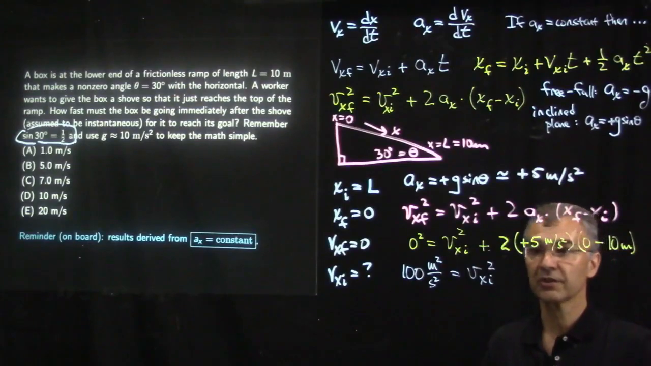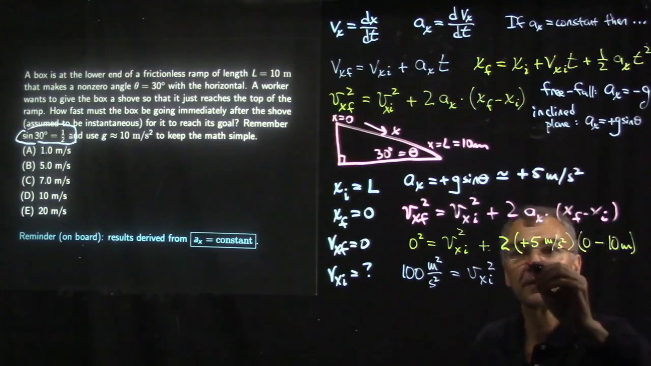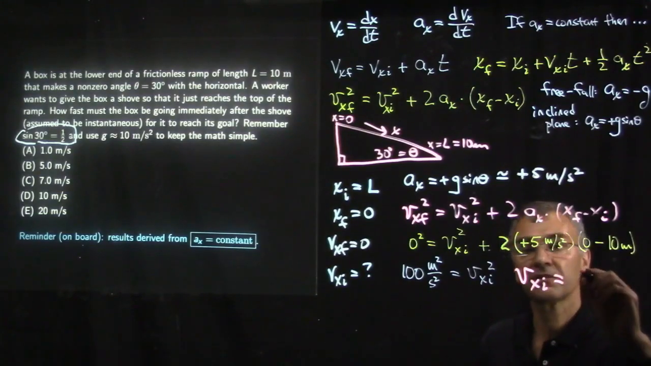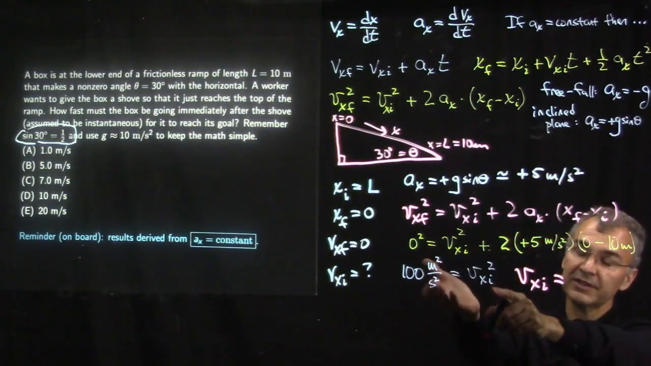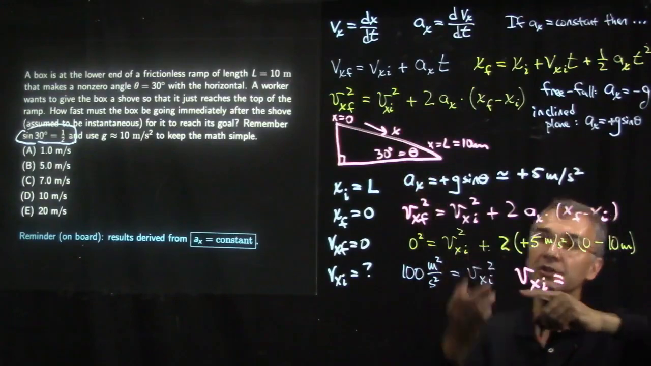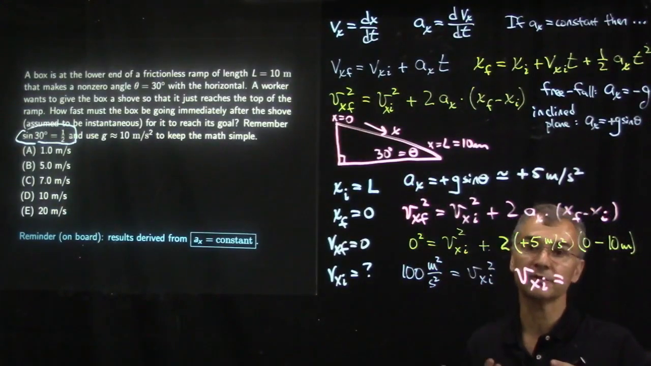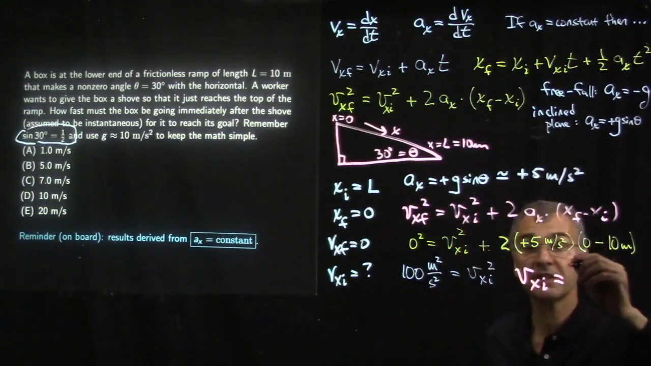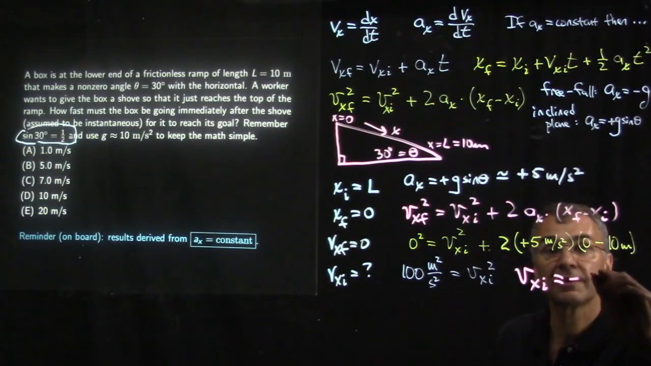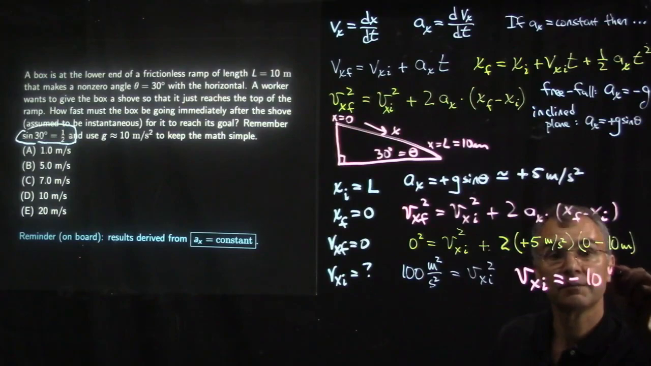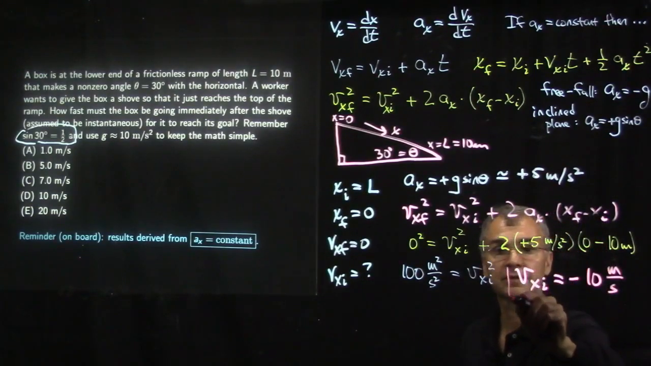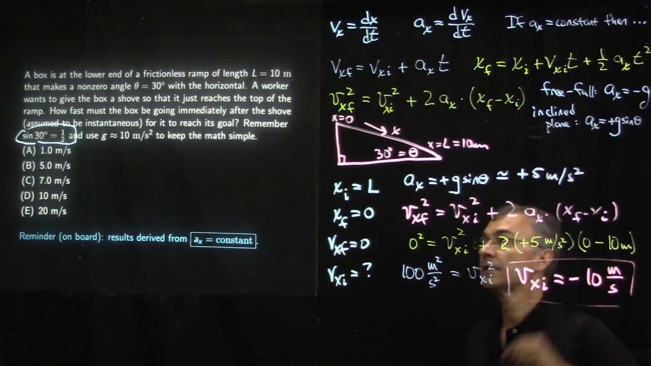So that leaves us with Vx initial is, well, so now you have to get the sign right. When you use this equation, you have to figure out the sign intuitively, but we know it's traveling uphill. It's negative. So Vx initial is negative 10 meters per second. There you go.